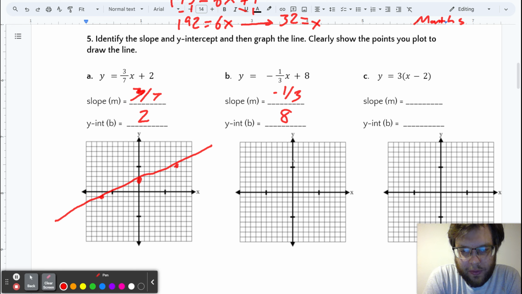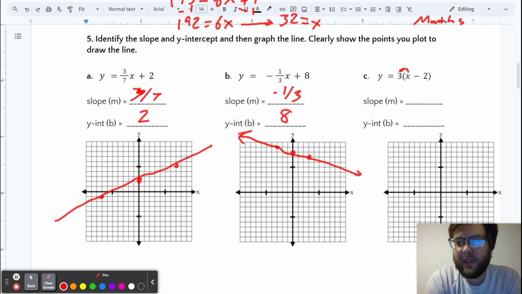So let's start up here at 8. And I just want to show you that again. If I go down 1 and 3 steps to the right, that's an equivalent direction to if I went up 1 and 3 steps to the left. So you can think of it as a negative on top or a negative on bottom, just not both.